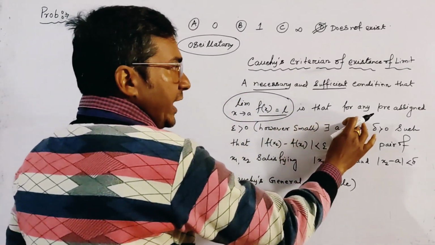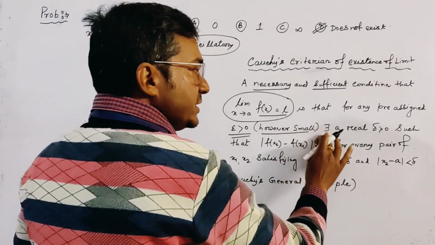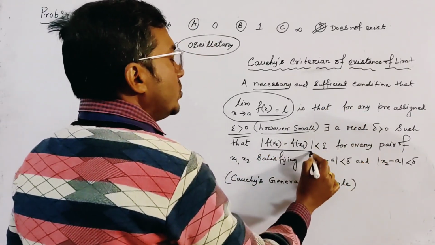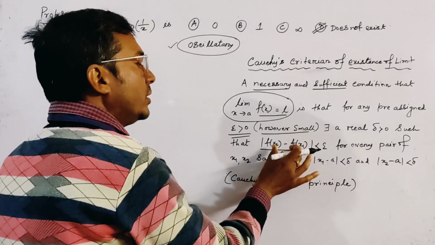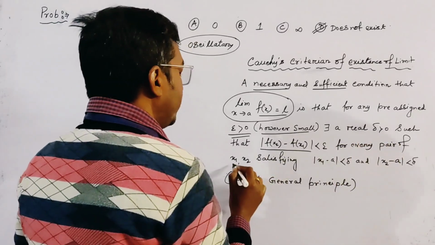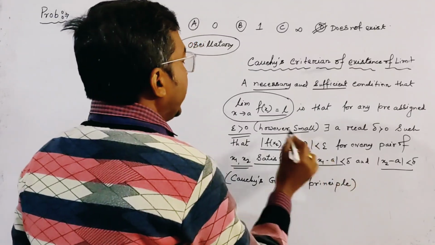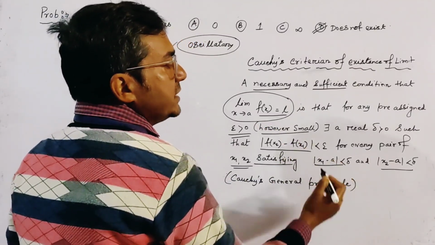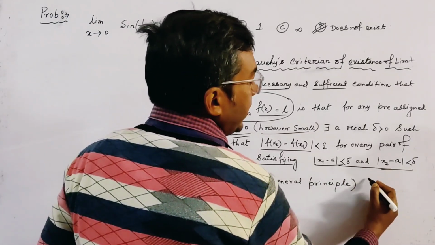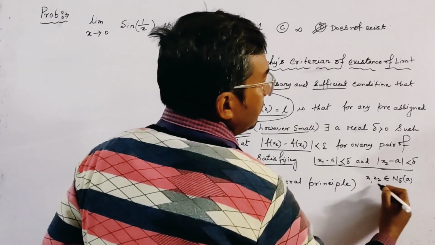It says that for any pre-assigned epsilon greater than 0, however small it may be, there must exist a real delta greater than 0 such that the modulus of f(x2) minus f(x1), the difference of these two functional values, is less than the pre-assigned number, for every pair x1, x2 which satisfy these two conditions at the point a: |x1 minus a| less than delta and |x2 minus a| less than delta. That is, x1 and x2 must be in the delta neighborhood of a.